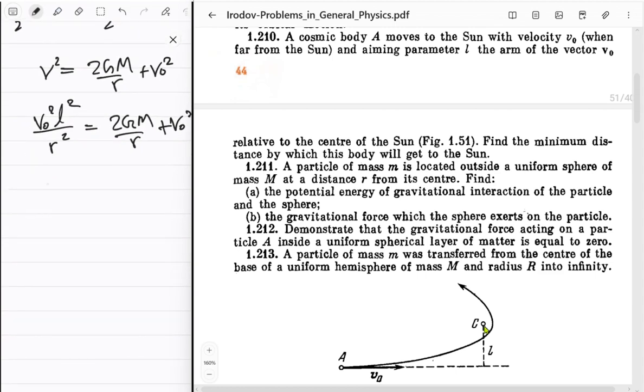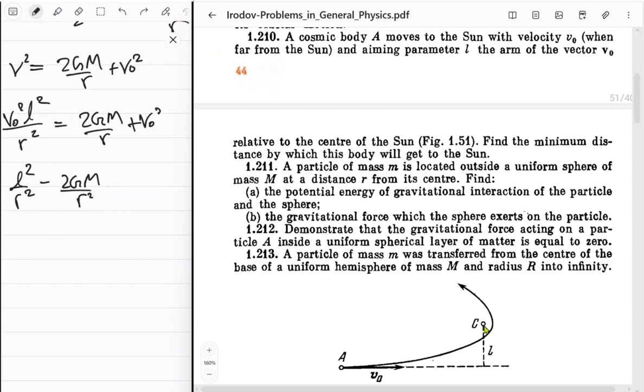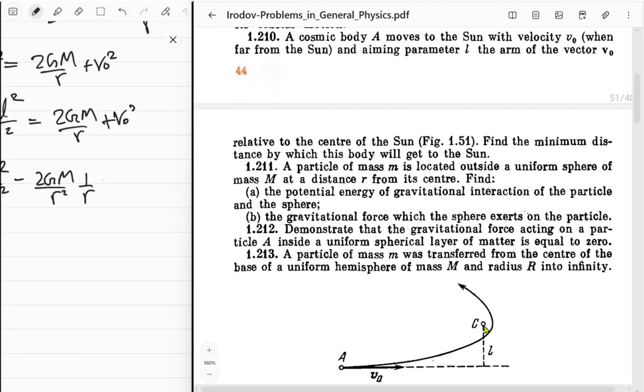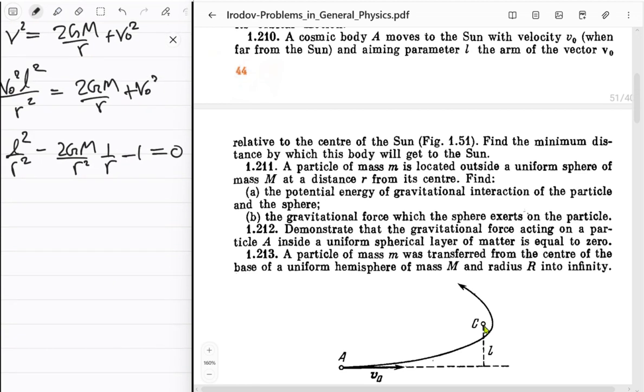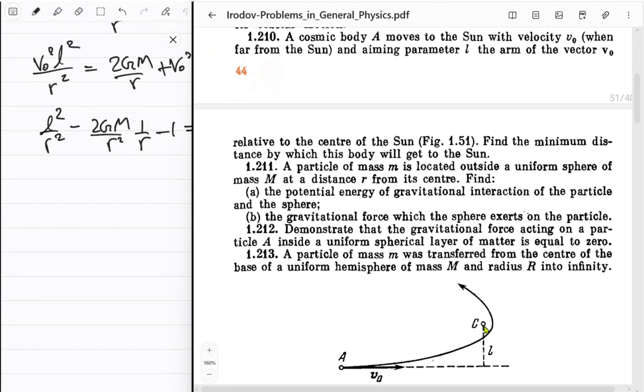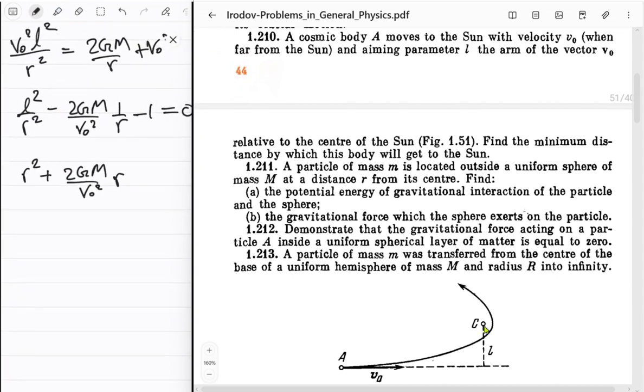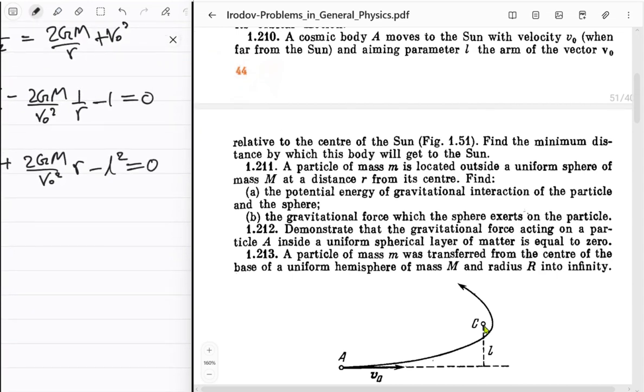So L squared upon r squared minus 2gm upon r squared times 1 upon r minus 1 is equal to 0, right? Interesting. Just multiply by r squared actually. So you got r squared plus 2gm upon v naught squared times r. You got this stuff, so minus L squared is equal to 0. And now just have to solve for r and get the value.